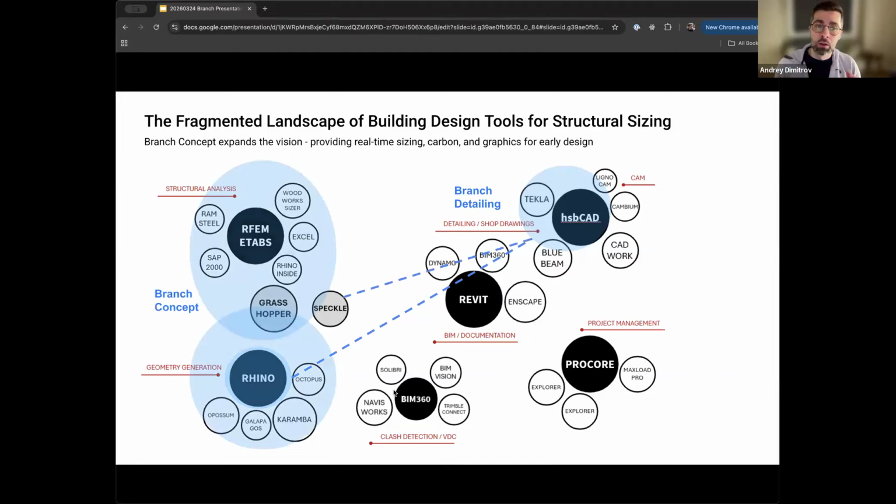Now that we have done that, we are tackling the other part of the equation, which is the early stages of design and conception, with Branch Concept. And that's what we're going to talk about for the rest of the presentation. Branch Concept aims to bring another chunk of the ecosystem of software together that relates to structural analysis, schematic design, and early design, and brings everything together.